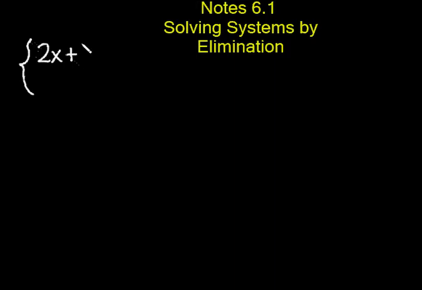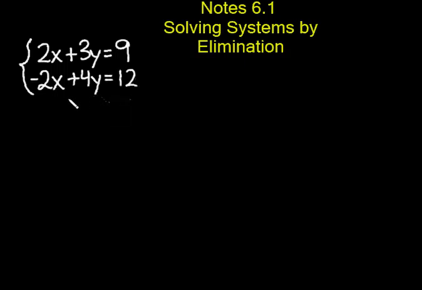We got 2x plus 3y equaling 9. And then I got another equation here, negative 2x plus 4y equals 12. If we could graph this system, we could see where they crossed each other. We're trying to look for the input that makes the same output. We're trying to solve both of these at the same time. Which input makes the same output in both of these?